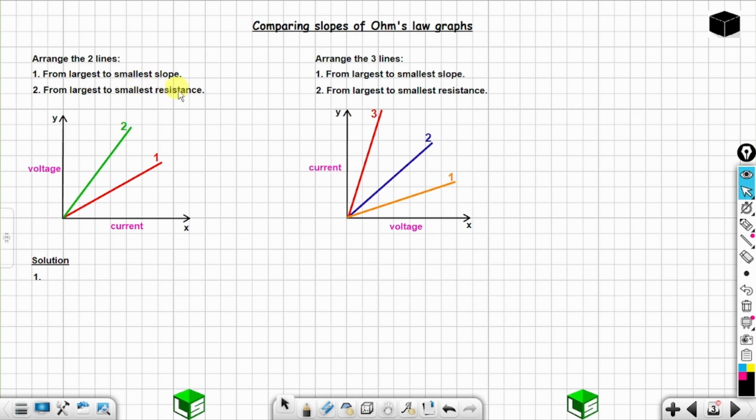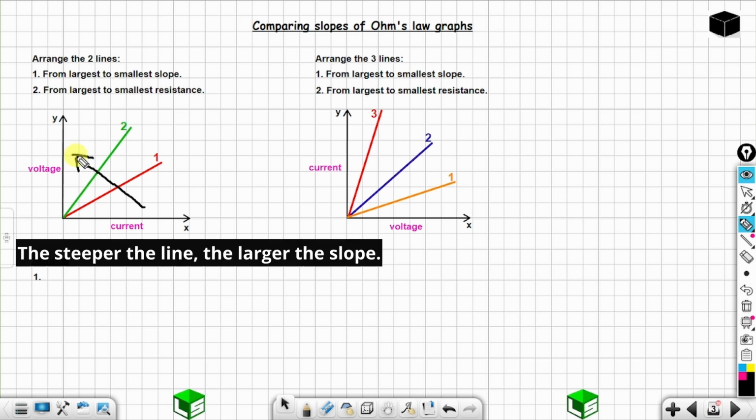By experience, I know that whenever I have lines from the same point, the slope is increasing in this direction. The steeper the line, the larger the slope.